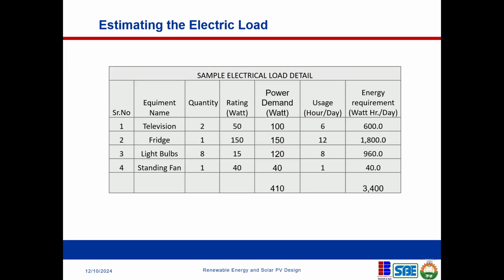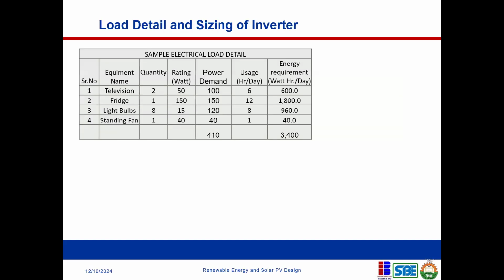So let's move on. Let's understand that the demand here is 410 watts, and the energy demand per day is 3.4 kilowatt-hours, or 3,400 watt-hours per day. Let us start with the very first one, which is the sizing of the inverter. How do we size an inverter? We size inverters based on power demand, not energy demand. And our power demand in this case is 410 watts.